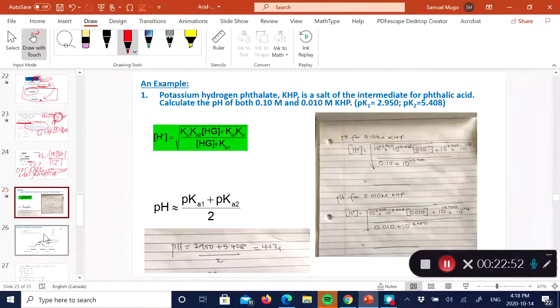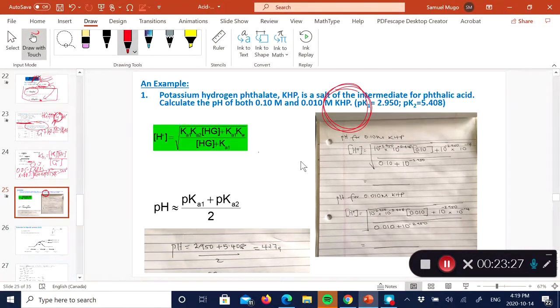So another example here, assume I gave you an example as follows. You've got monohydrogen phthalate, KHP, and you've been asked to calculate the pH of 0.1 molar KHP and compare it with 0.01 molar KHP. The key thing is make sure you are able to recognize an amphiprotic species. You can see KHP is an amphiprotic species.